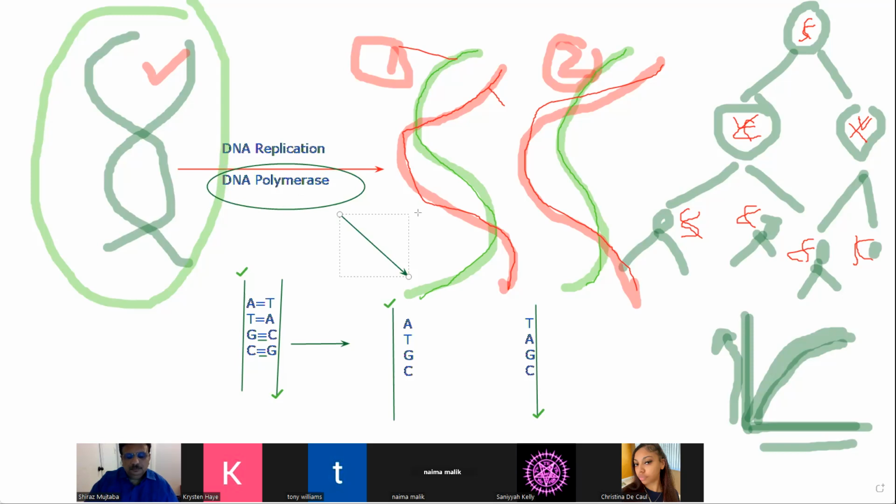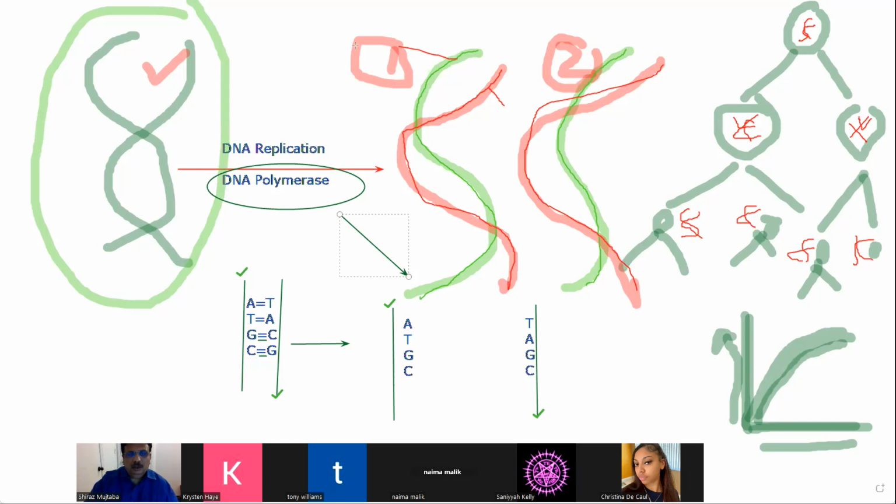Professor, correct me if I'm wrong, but if that one is G, shouldn't it be transcribed to C and the last one be G? This one? Yes. This should be C. I made a mistake. Okay, so let me just complete.